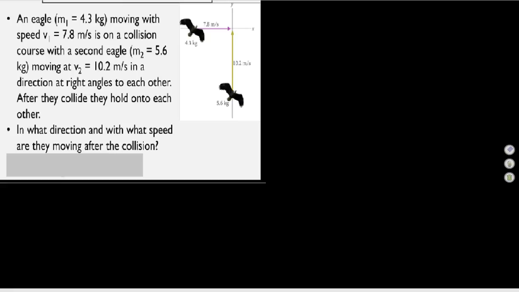So this is a typical problem on inelastic collision in 2 dimensions. So let us have a pictorial representation of this. Of course, it is represented here, but let me just do a sketch here. So if this is an eagle moving at right angle with another eagle, both are moving at right angle to each other.